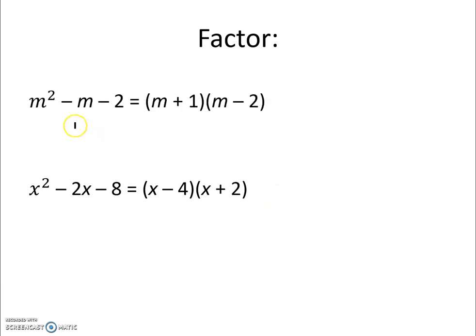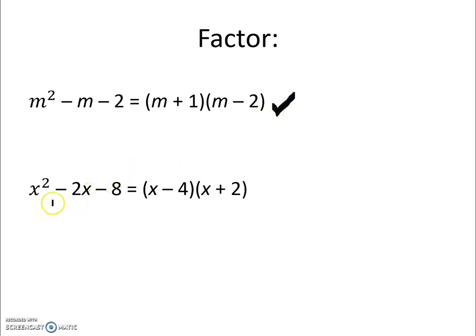Looking at another pattern, we have a negative in the middle and a negative on the far right. We're thinking of two factors of negative 2 that will add up to negative 1, and that's negative 2 and 1.